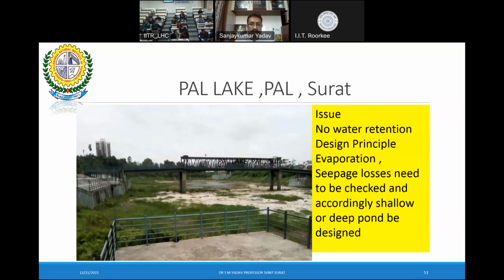throughout the year. However, when you are designing a pond, you should keep in mind evaporation losses, seepage losses, and depending upon the losses which are taking place from the pond, either you have to go for a deep pond or that of a shallow pond.